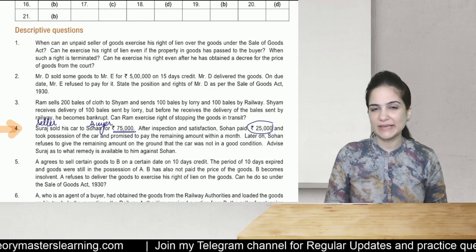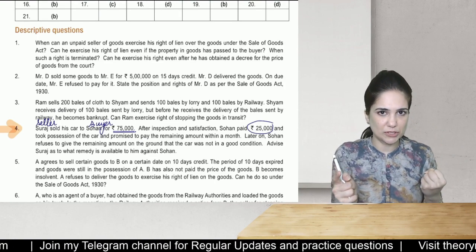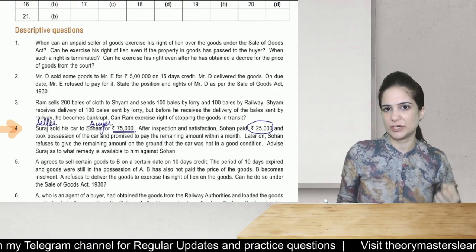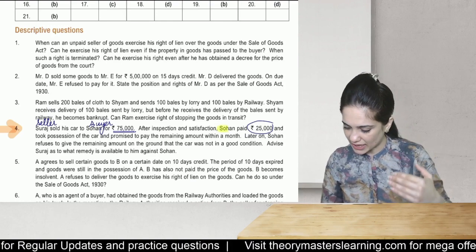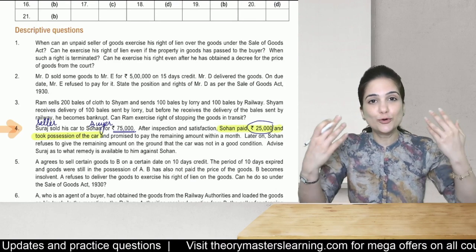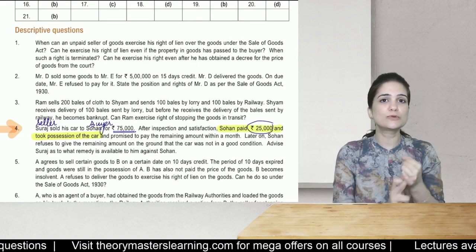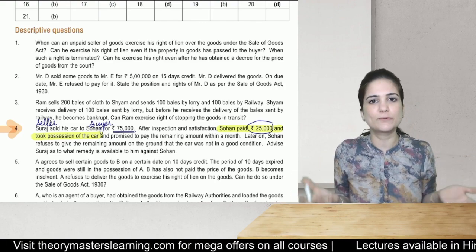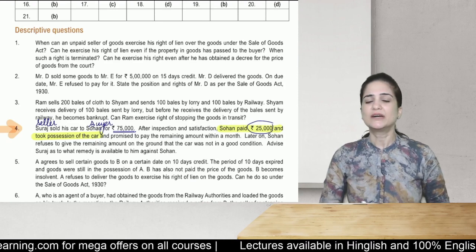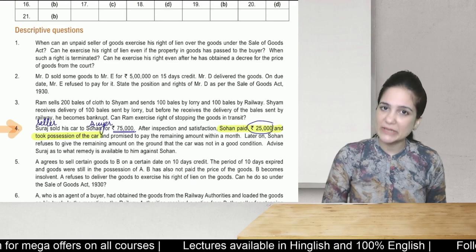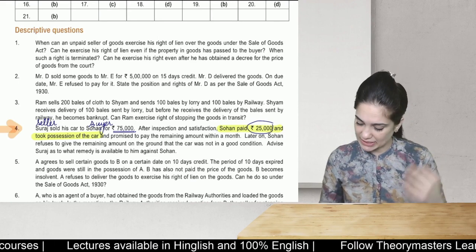In case of unpaid seller, the rights will depend upon whether the seller is in possession or not. If he is in possession, then he can exercise right against the goods. But over here, the buyer has taken the possession. So you lose the right of lien, you lose the right of stoppage, you lose the right of resale because the goods are not in your possession. But for unpaid seller, you can definitely take action against the buyer personally. You can file a suit for price, for interest, non-acceptance, etc.